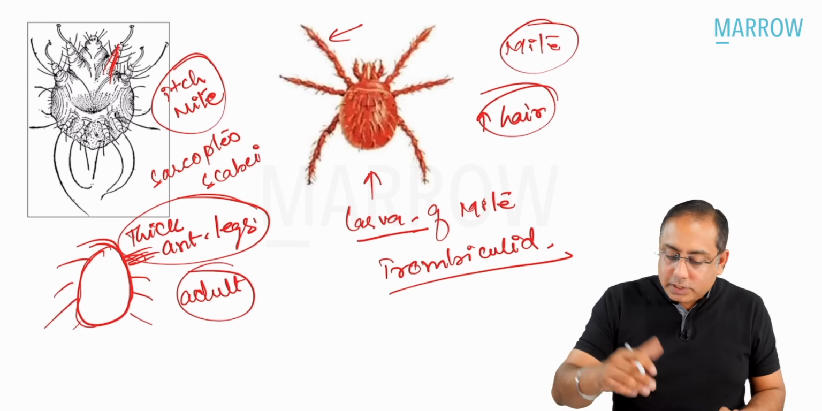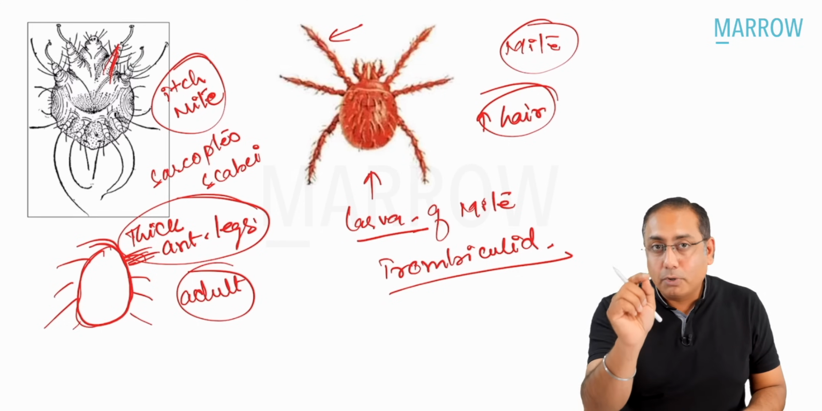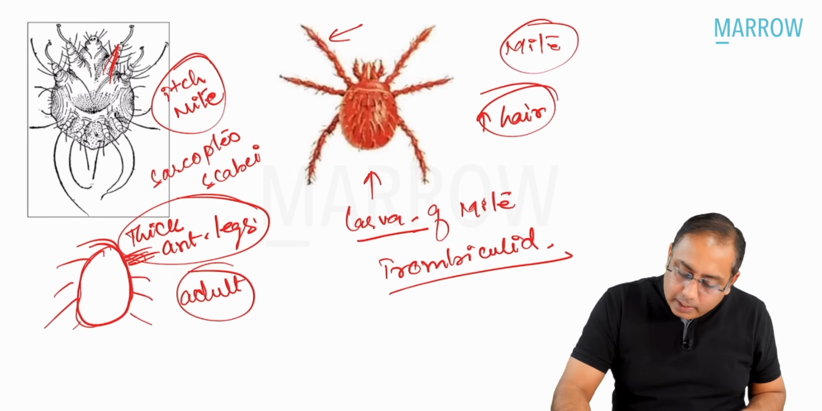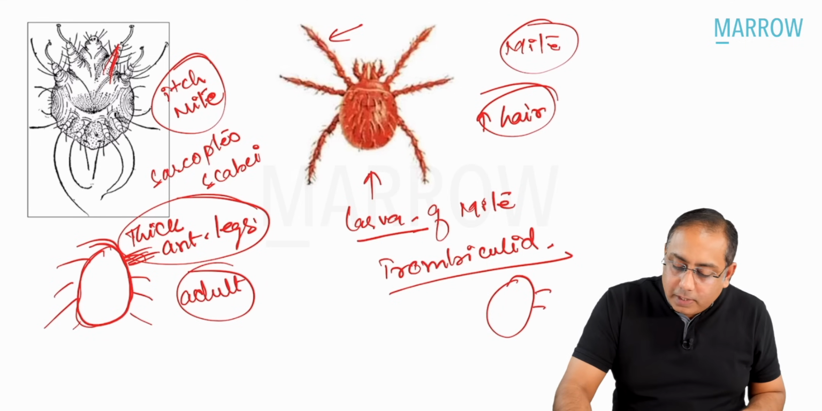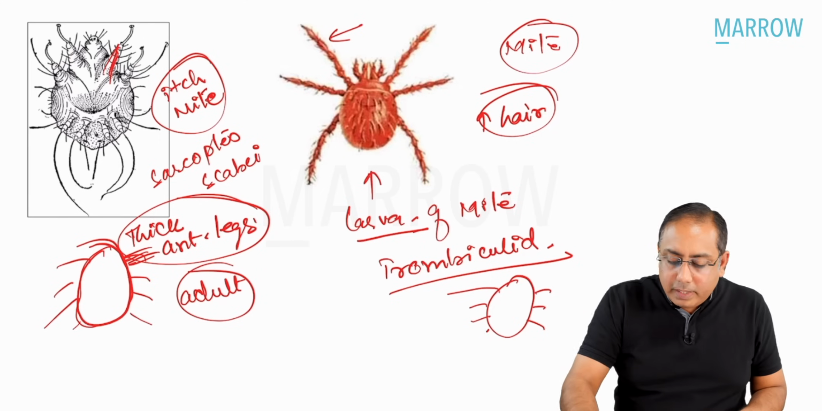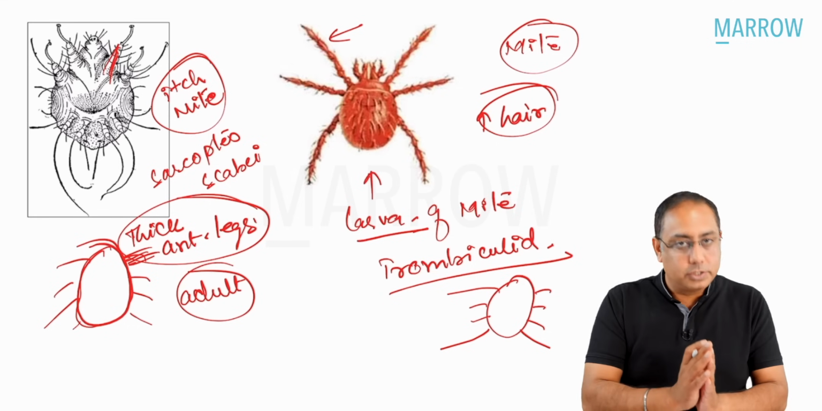Mite will have, this is the trombiculid mite, it is red in color. The mite is very small and it is red in color. It has very long legs, and this is again globular. The larva will have 3 legs, but as the larva becomes an adult, it may develop the 4th leg also. So the larval stage will have 3 legs, just remember this.